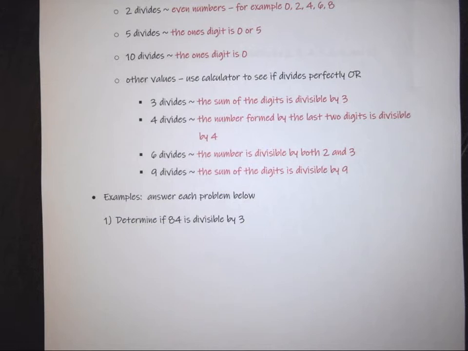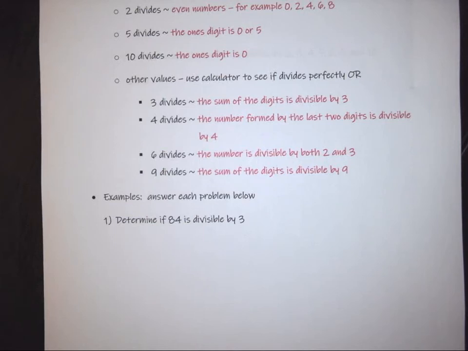Now, when we're talking about 9, we're talking about summing all of your digits together, and if whatever that sum is divisible by 9, then your whole number is divisible by 9. Now, here's a really cool thing to think about. If we look at the number 9, well, 3 goes into 9 nicely. Therefore, any number that is divisible by 9 will also be divisible by 3. Okay, that's just kind of food for thought.